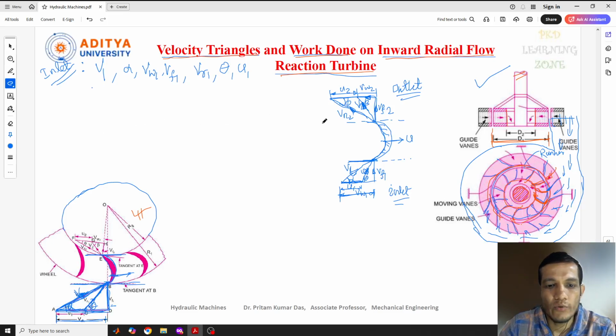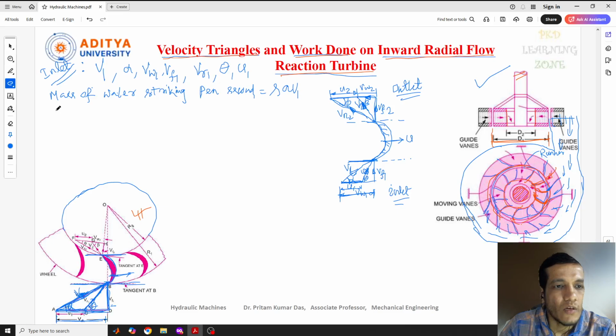As I told you, we will find out the force and the work done. For this, let's start here. First, I'll find out the mass of water striking per second for a series of vanes. That is nothing but rho A V1 at the inlet condition, where A is the area of the jet and V1 is the velocity of the jet. So this is the mass of water striking per second for a number of vanes.